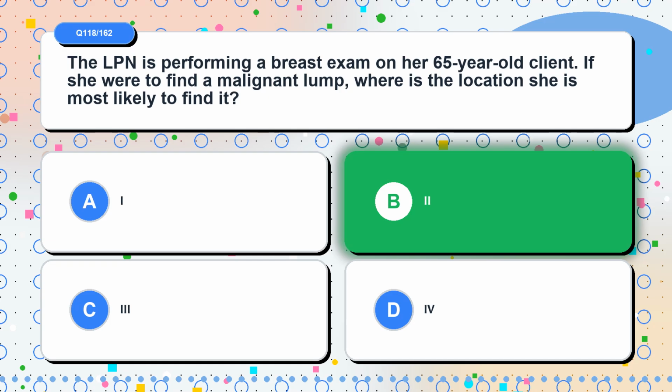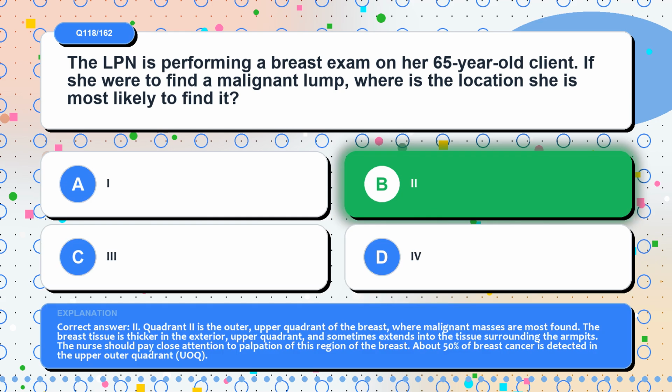The correct answer is option B: Roman 2. Correct answer: Roman 2. Quadrant Roman 2 is the outer, upper quadrant of the breast where malignant masses are most found. The breast tissue is thicker in the exterior, upper quadrant, and sometimes extends into the tissues surrounding the armpits. The nurse should pay close attention to palpation of this region of the breast. About 50% of breast cancer is detected in the upper outer quadrant, UOQ.